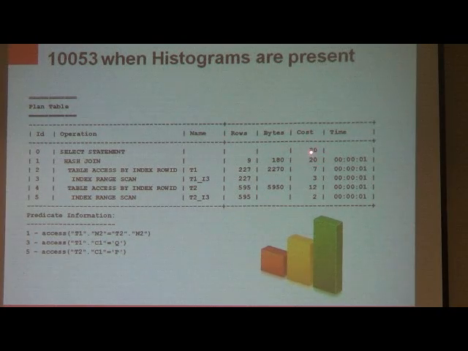The cost went down to 20. Remember what the cost was before? 900 something, right? In this case, the same data, the same everything. I create a histogram, and now I still have a hash join, but now I have an index range scan in both tables. The cost is better. Does it mean this execution plan is going to perform better? Not necessarily. Most probably it will, but not necessarily.